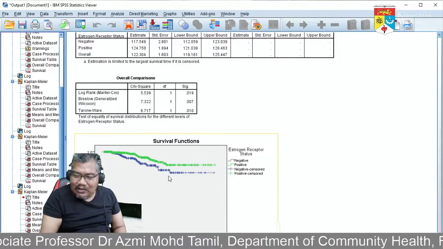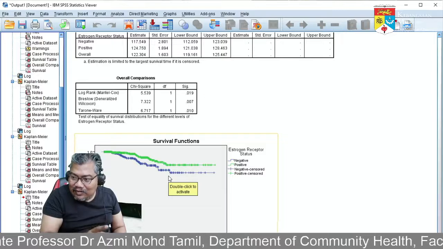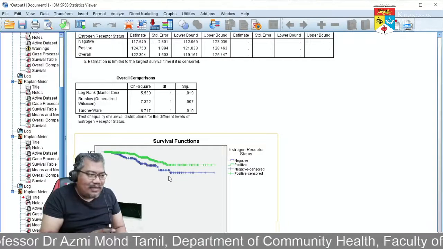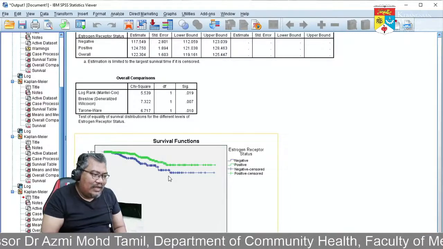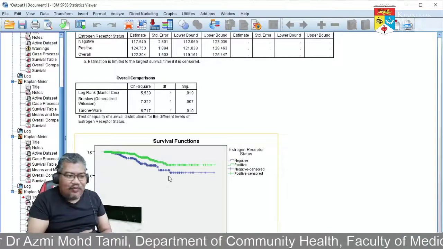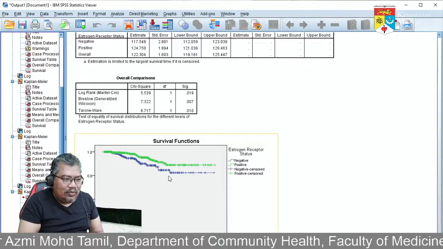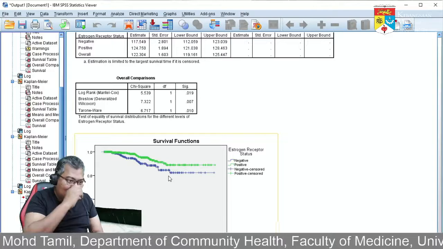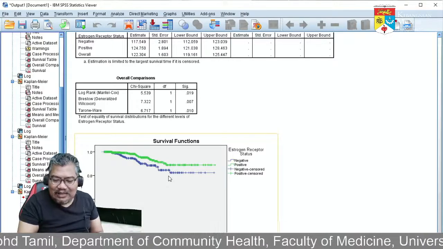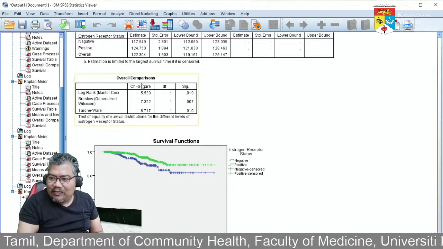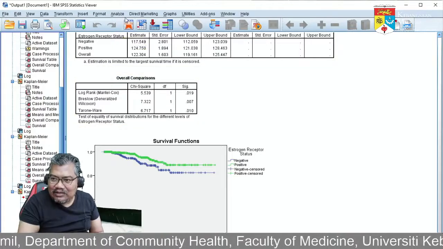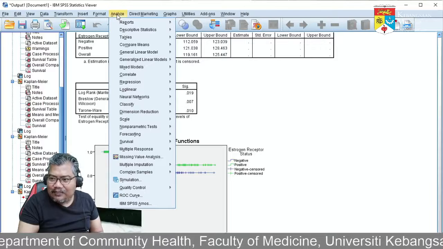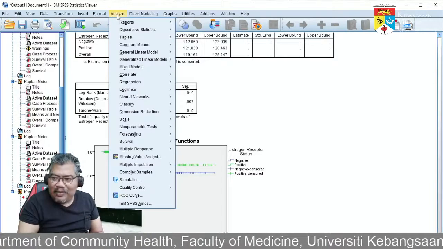Okay, those with estrogen receptor present, they are better protected. Why? Because we can induce menopause, and when we induce menopause, there is no more estrogen hormone, and therefore they cannot stimulate the receptors on the tumor cells. So people with presence of estrogen receptor have a better chance of surviving breast cancer because we can induce menopause.